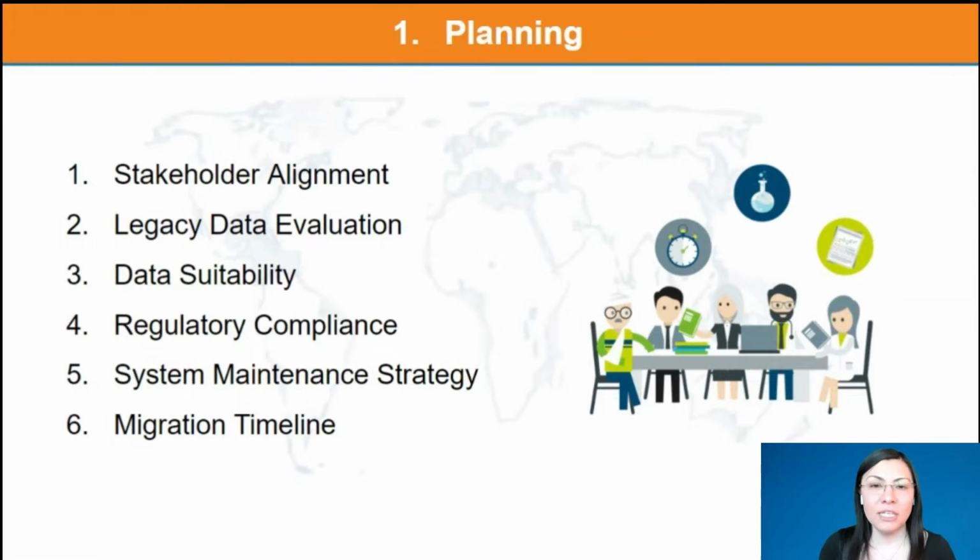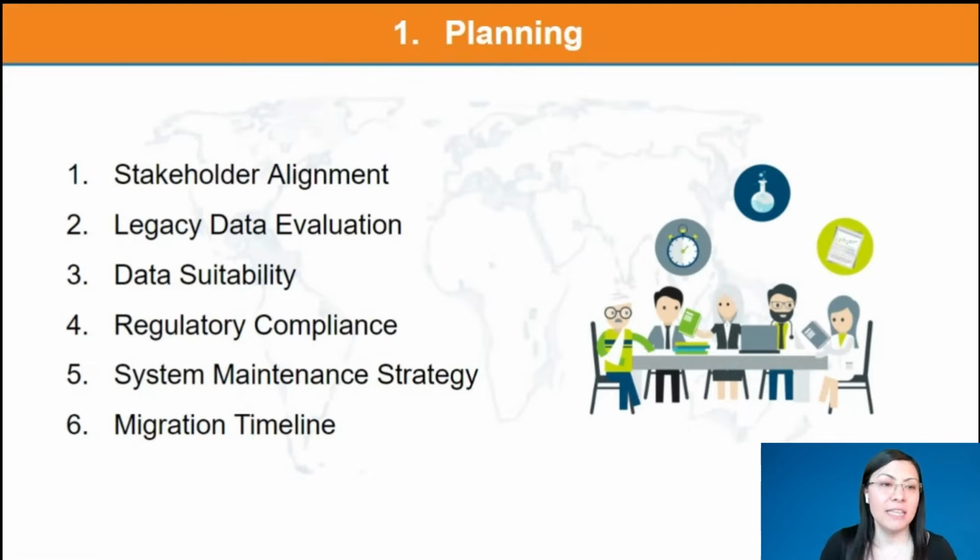We need to make sure that all the stakeholders, such as data owners, the functional team, and the lab management, have the same goals, the same scopes, and good communication. The second one is the legacy data evaluation. We need to ask questions such as, do you require all the legacy data in your new LIMS? Or some of this old information can be stored, so you don't need to transfer it to the new LIMS.